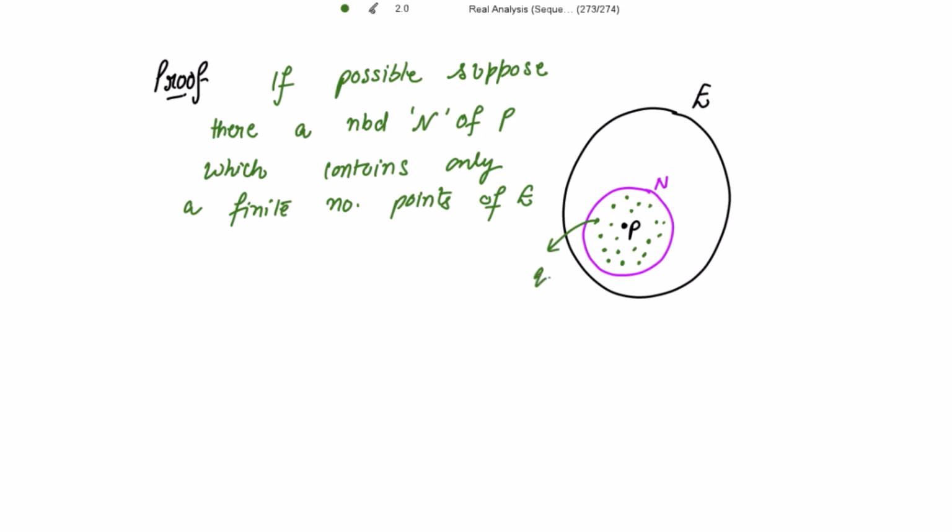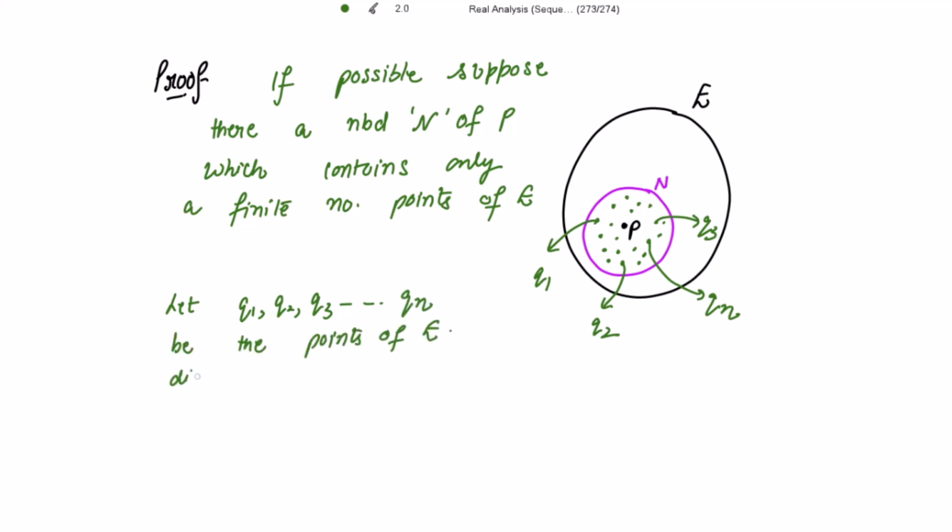Let's say this point be Q1, this point be Q2, this point be Q3, and so on up to Qn. So let Q1, Q2, Q3, up to Qn be the points of E distinct from P contained in the neighborhood of P, that is, contained in capital N. Now Q1 has the distance R1, Q2 has the distance R2, Q3 has the distance R3, and so on.